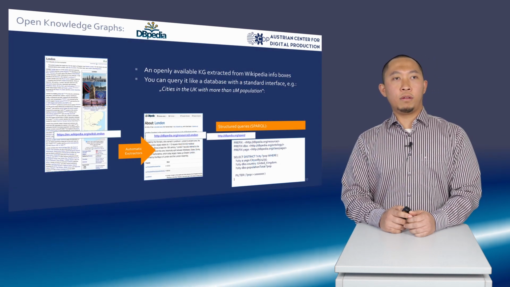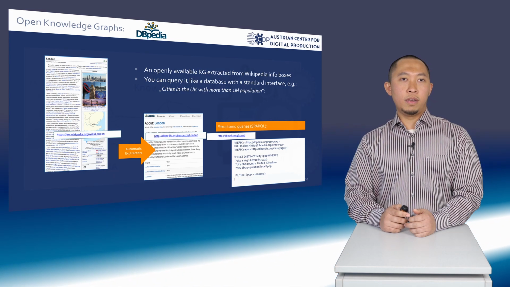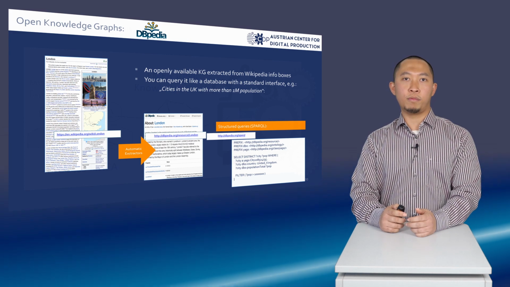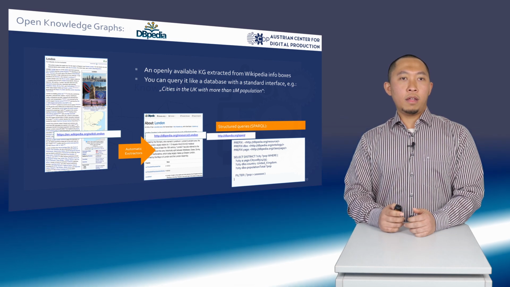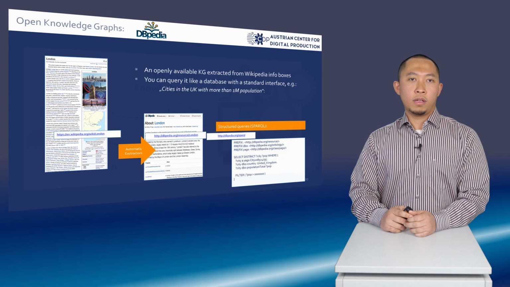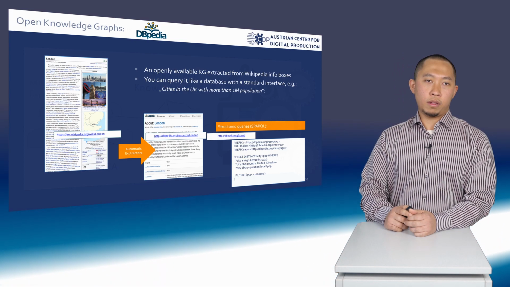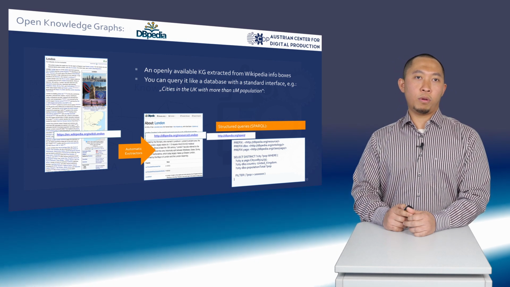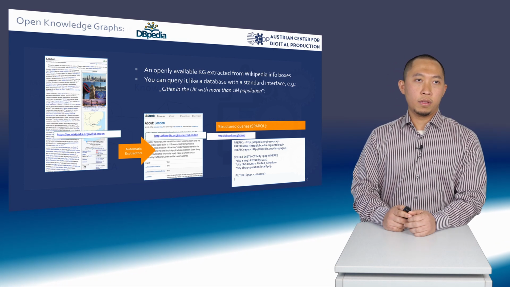And now let's take a look at an example of an open knowledge graph. For instance, here, DBpedia. DBpedia is an openly available knowledge graph extracted from Wikipedia infoboxes. As you can see, the London information that is extracted from the Wikipedia infobox can be represented as a knowledge graph that everyone can query. For example, everyone could query cities in the UK with more than 1 million population.